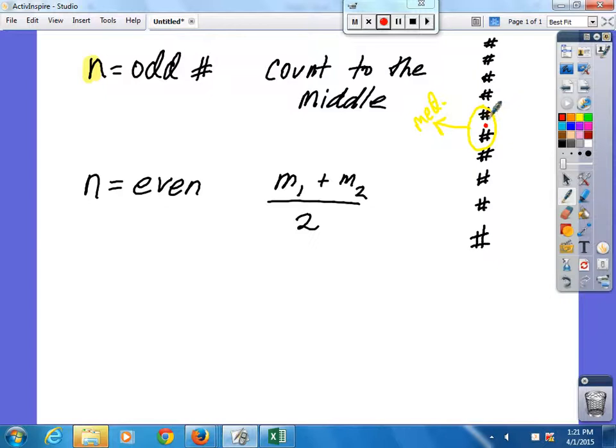Because how many you have up top? 1, 2, 3, 4, 5. And 1, 2, 3, 4, 5. So what you're doing is calculating a new number that represents the middle of the group. And you've got 5 up and 5 down. Okay? So that's a little note about the median.